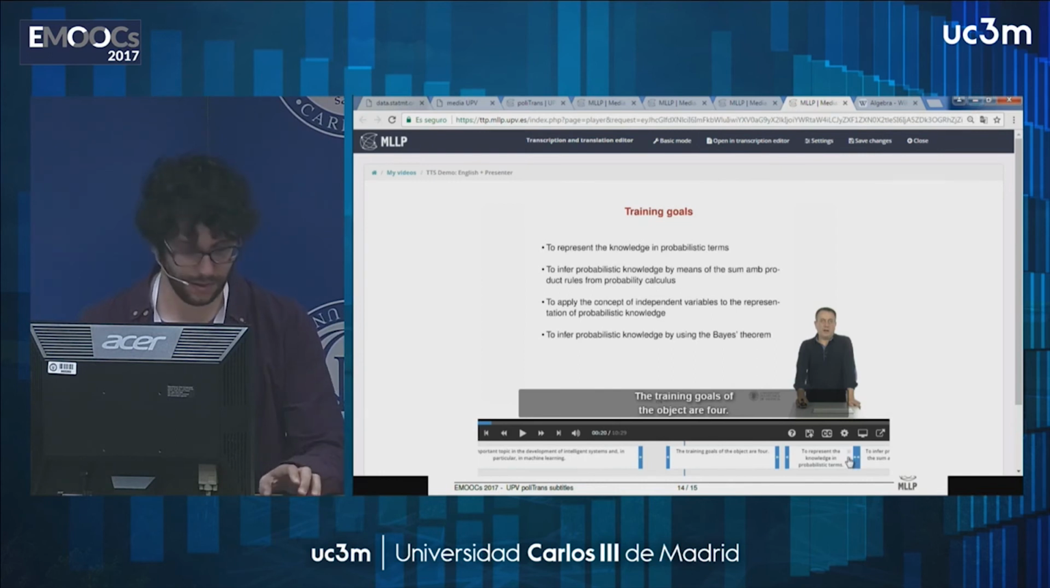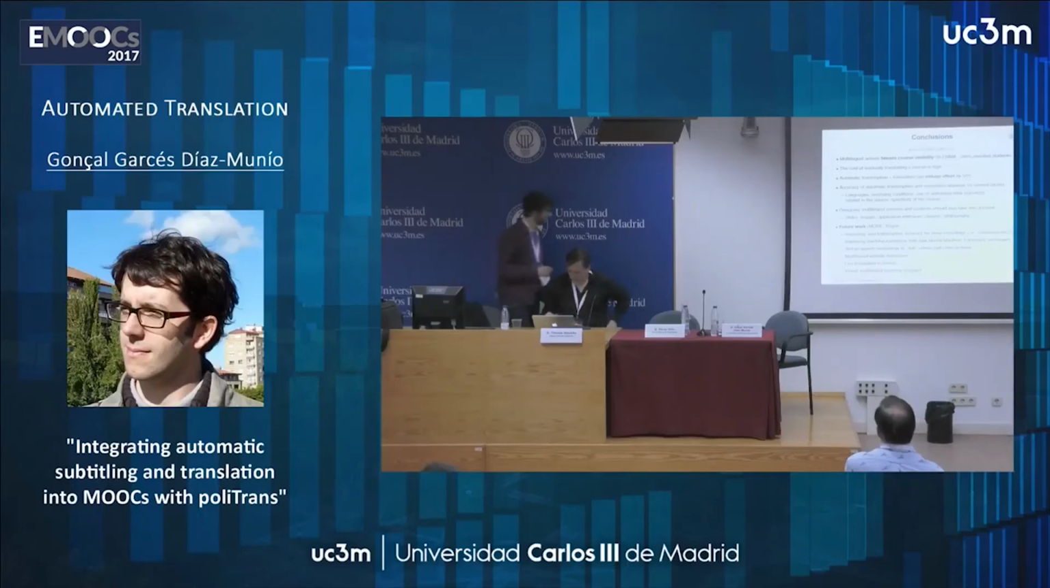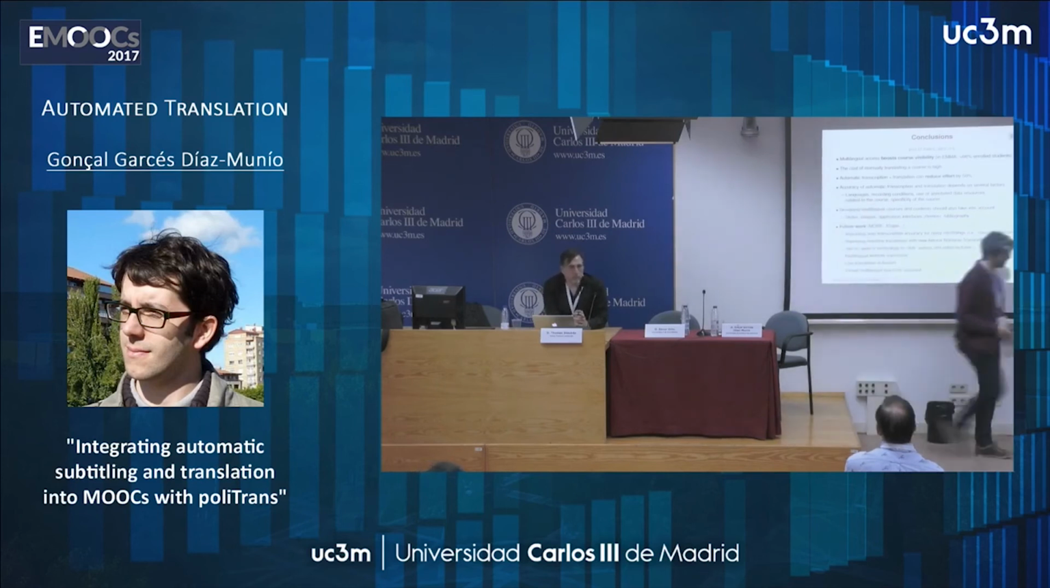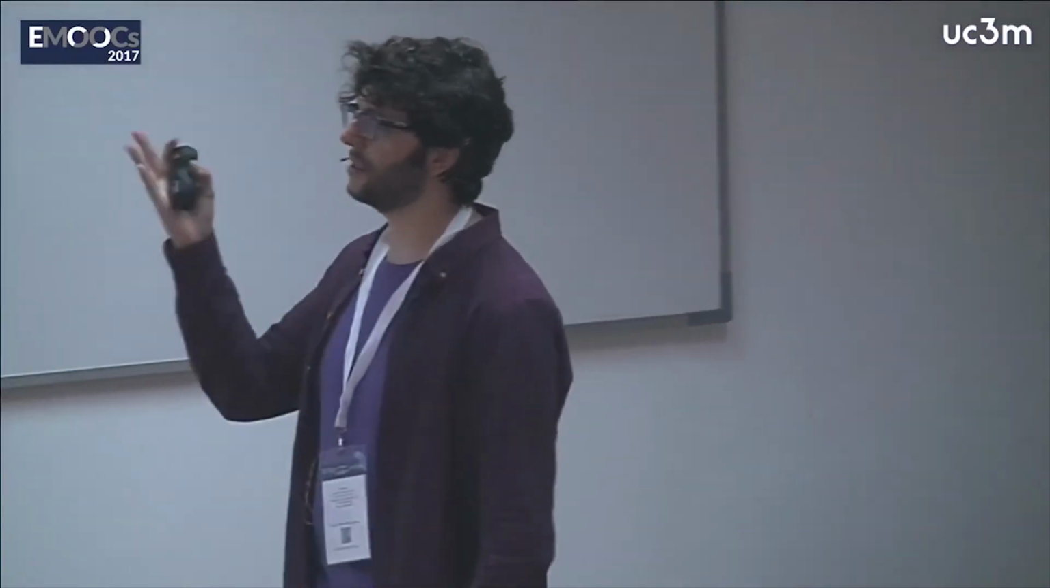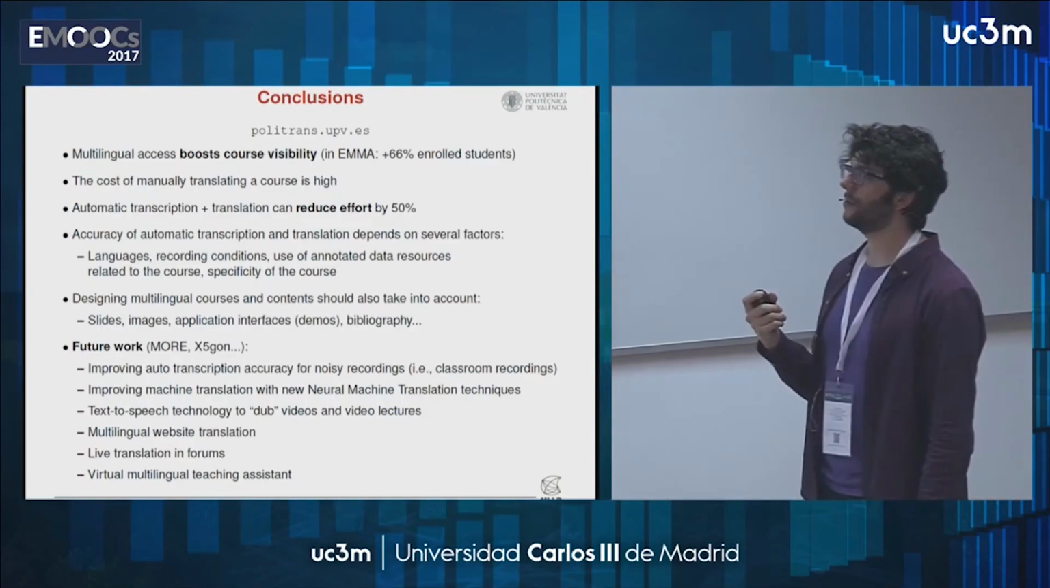And let's see if I can go back to the slides. So just as conclusions, multilingual access boosts course visibility. In Emma, we measured that having courses in different languages brought an extra 66% of enrolled students on average. The cost of manually translating a course is high. Then we propose automatic transcription and translation with post-editing as a way to reduce effort up to 50% on average.